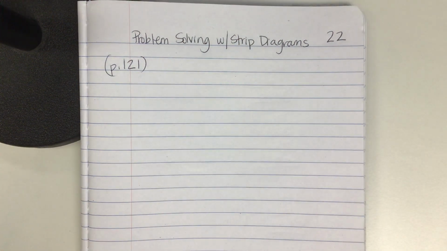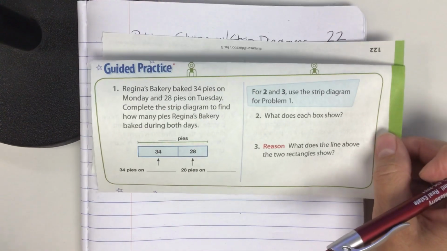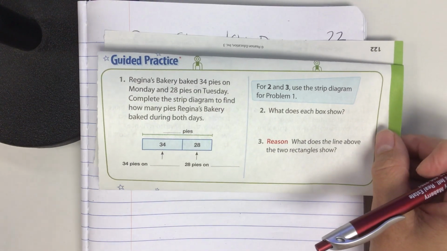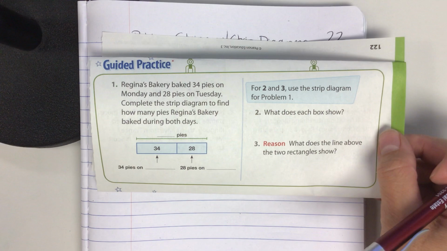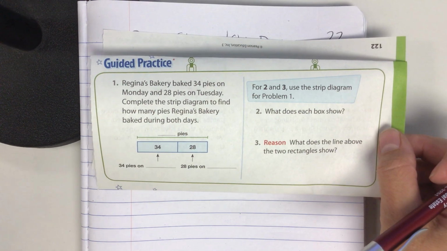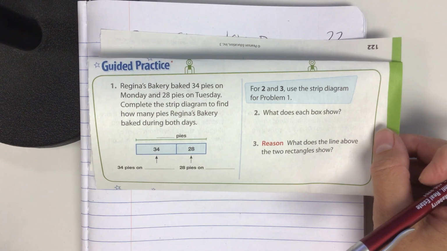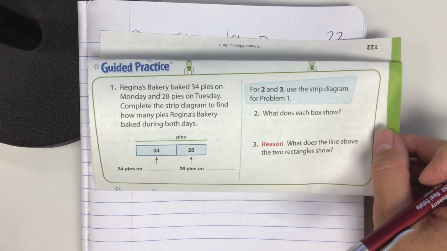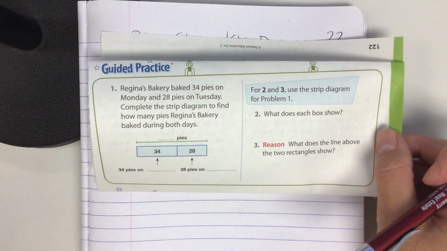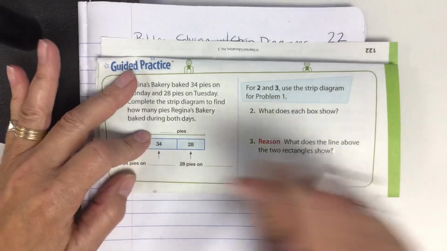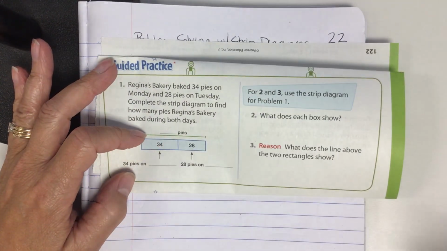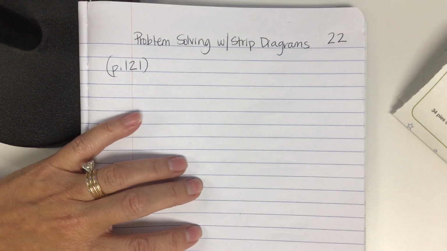So I am going to show you the problems that I'm going to use, and then we're going to solve them. So here's the problem. Number 1, guided practice. Regina's Bakery baked 34 pies on Monday and 28 pies on Tuesday. Complete the strip diagram to find how many pies Regina's Bakery baked during both days. Since we're going to be finding how much you did during both days, hopefully you know that it's addition, but we're going to model that just in case.